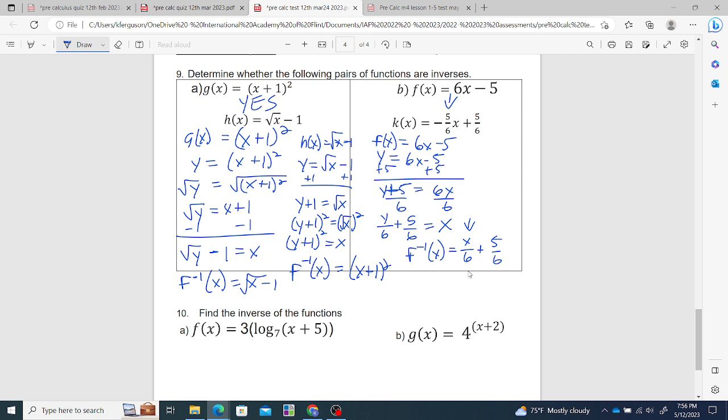If I want to get all fancy, the inverse of the function f of x is 1 over 6 times x plus 5 over 6. 1 over 6x is not the same as negative 5 over 6. So the answer right here is nope. I can stop right there. I don't need to check the other one. If they both don't equal, then it doesn't matter. All I need to do is get a no on one for it to be no.